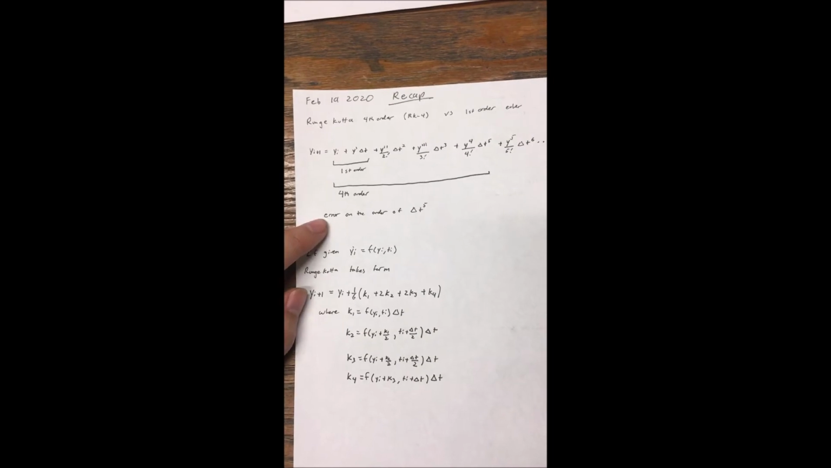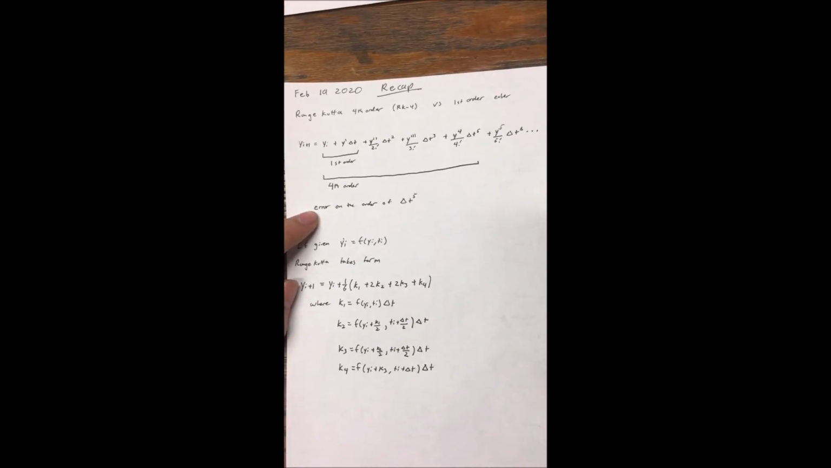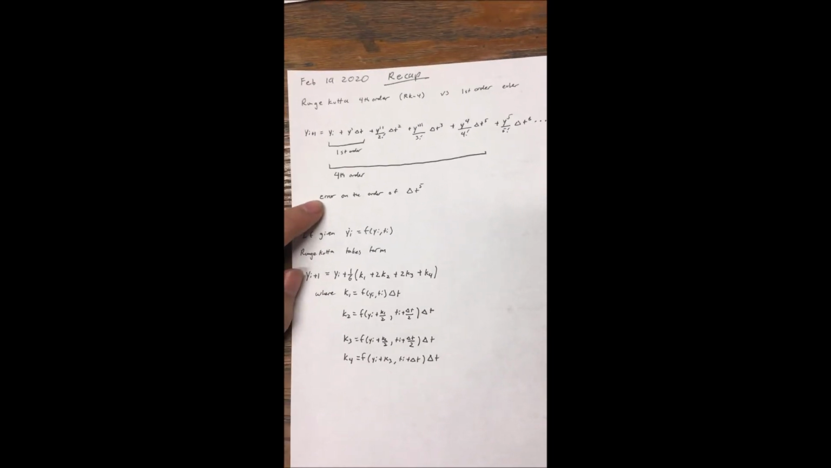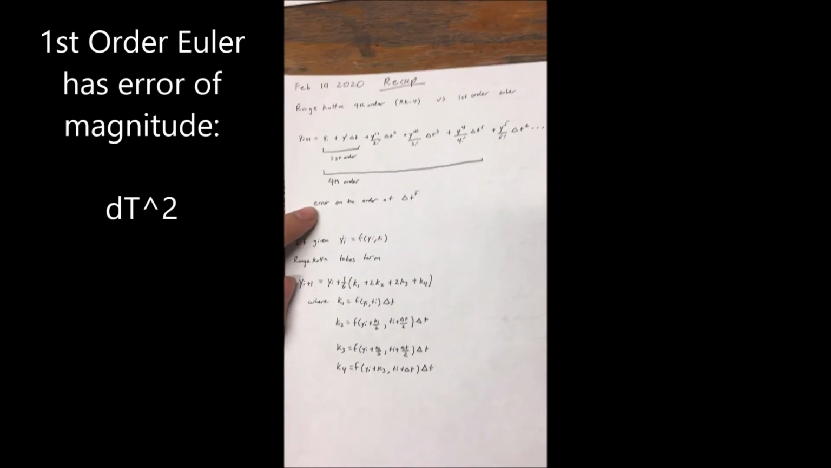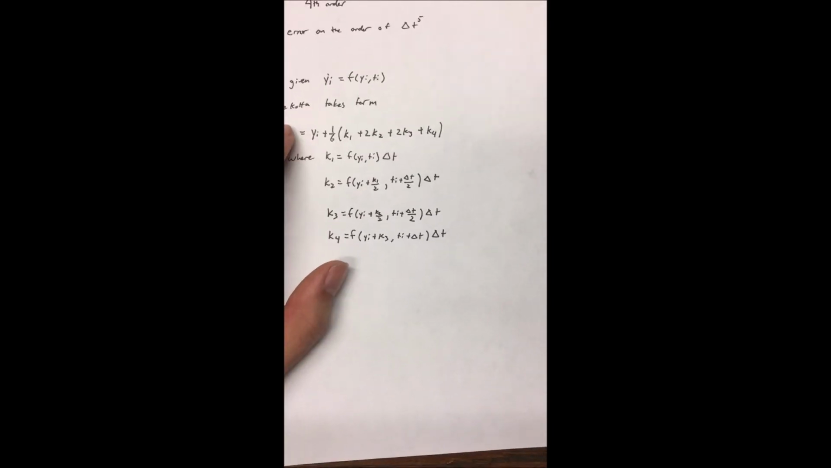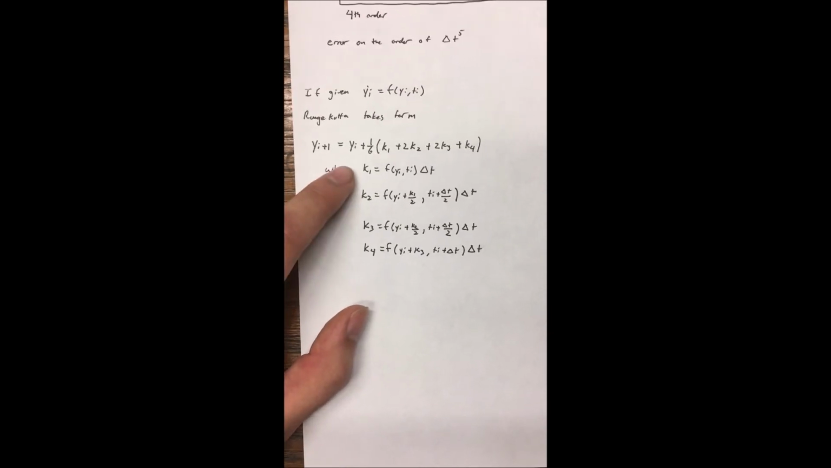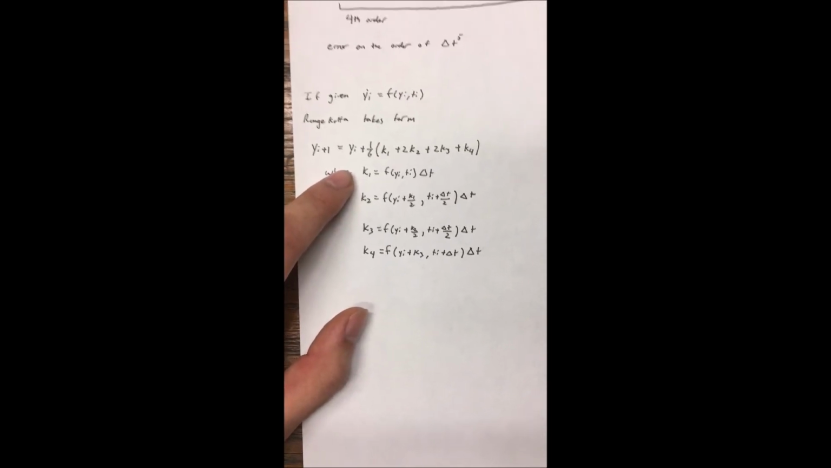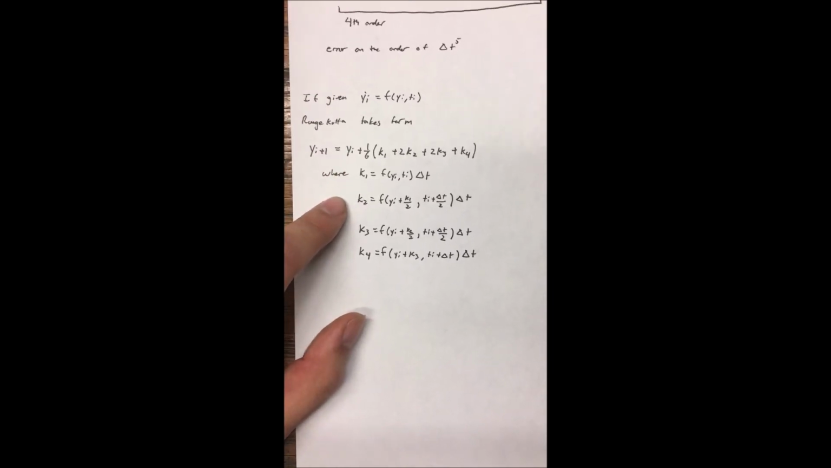Because of this, the error of the Runge-Kutta fourth-order differential equation is on the order of delta t to the fifth power, which is considerably less than the first-order Euler equation. Given y prime of i, the derivative of the true equation, the Runge-Kutta can take the form of this: y of i plus 1 is equal to y i plus 1/6 (k1 plus 2k2 plus 2k3 plus k4), where each k is a constant, which is as follows.